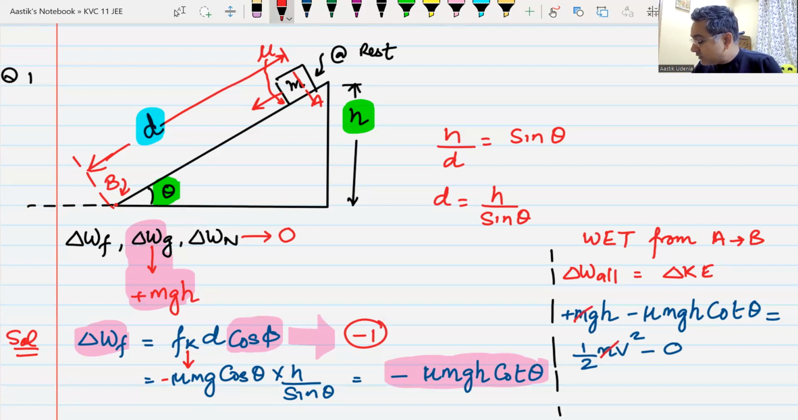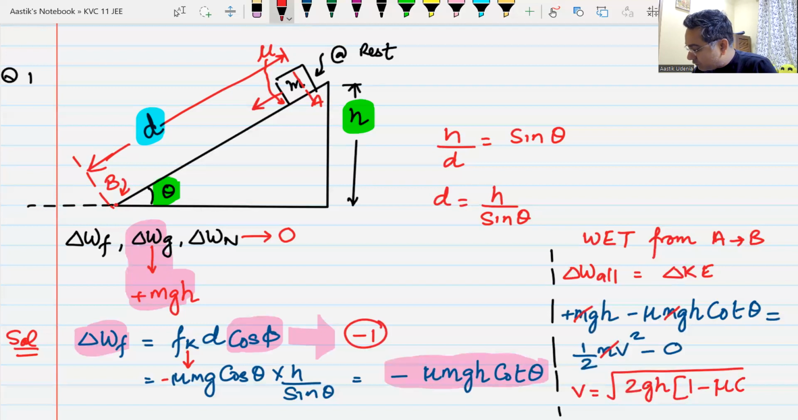Now I can cancel out the things which are common, and I will get the value of V. What will be the value of V that I will get? I will get something like this, my dear friends: v equals the square root of 2gh into (1 minus mu cot theta). That was the answer that I was looking for. I am quite disappointed I could not get that answer, but it's okay. So I'll give you 2 minutes to please note it down, and please let me know if there is something that you have not understood.